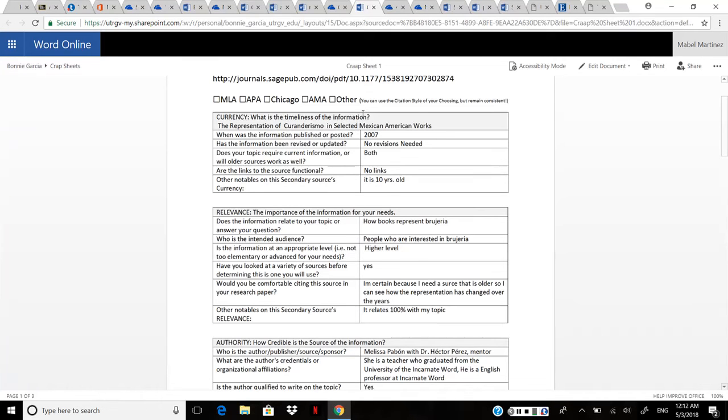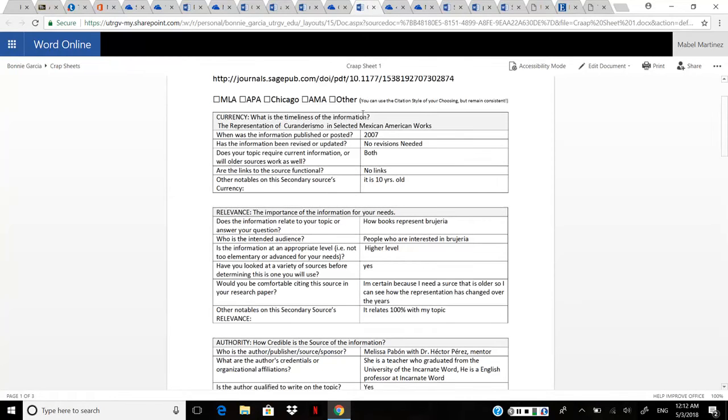So yeah, I will definitely use the crap sheet, maybe rearranging it a little bit, for my history class, just so I know which ones are good and which ones are bad. And I'll definitely use the sheet that gives you so many points if it's up to date, or if it was a journal, and if the author was reliable or had any background in this topic. That is one way I will use it in the future for my history class.